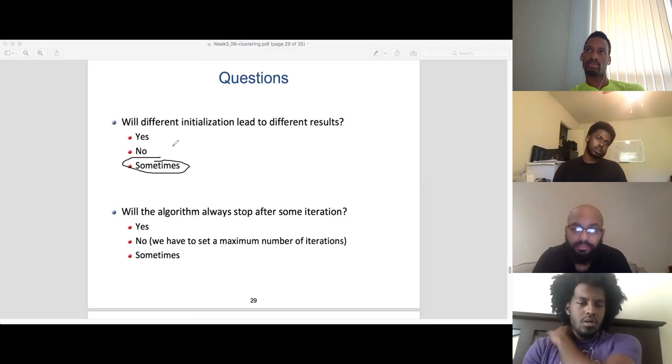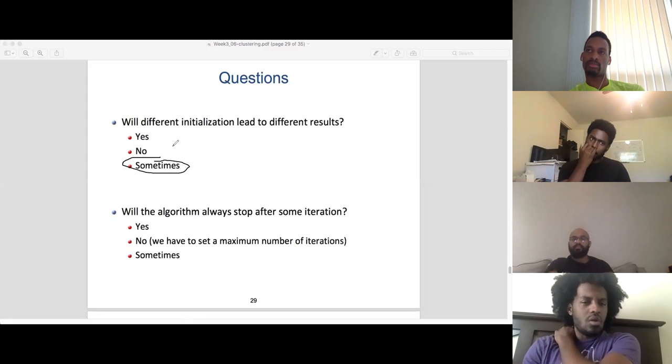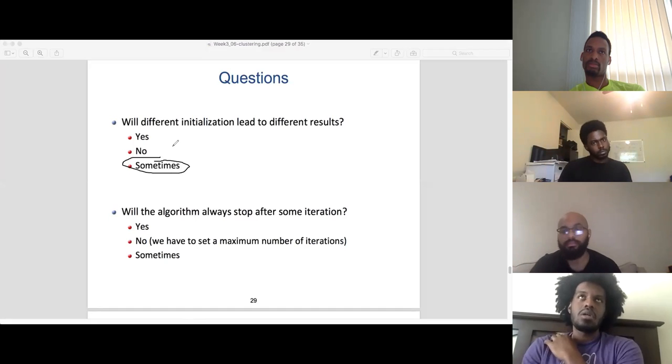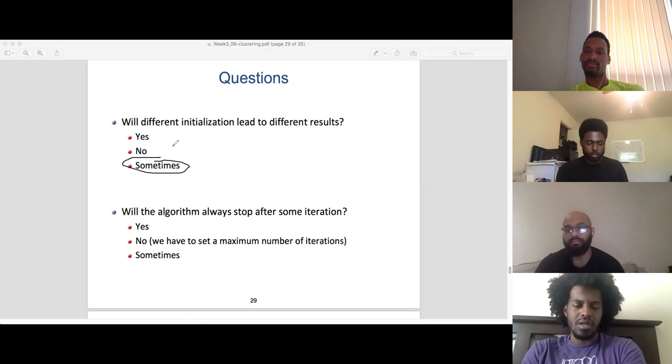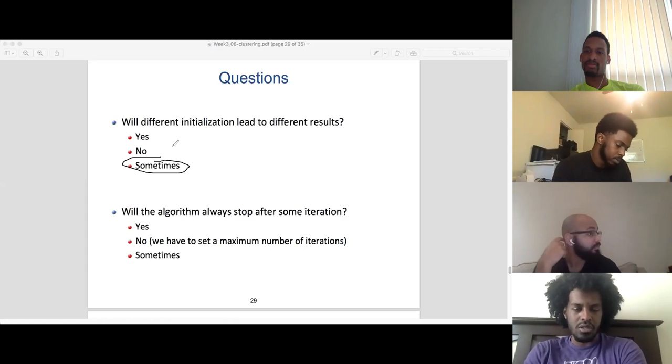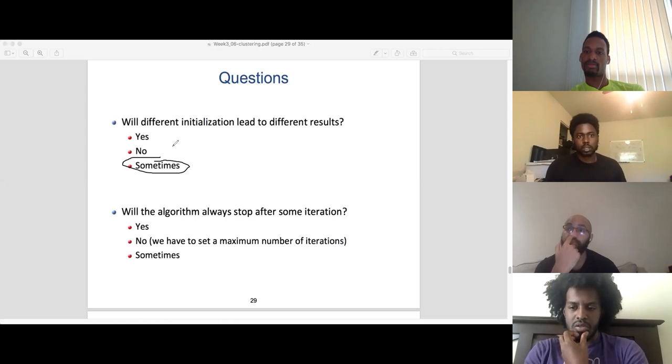So why would you ever use this algorithm if you don't have any consistency? I guess if it's so dependent on your initialization, then you don't have any consistency in predictions, right? Or in how you're clustering things.